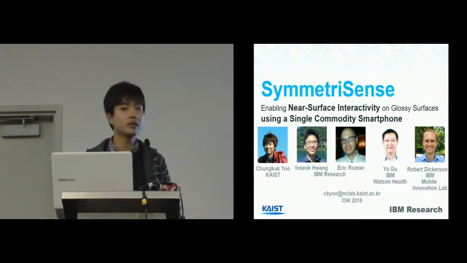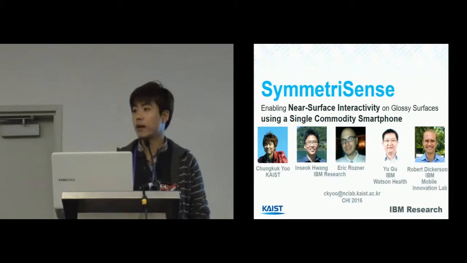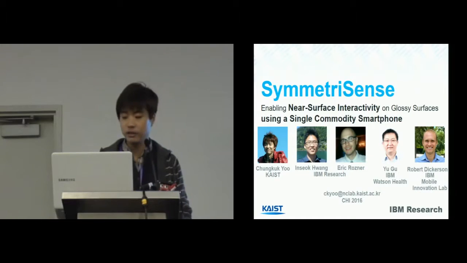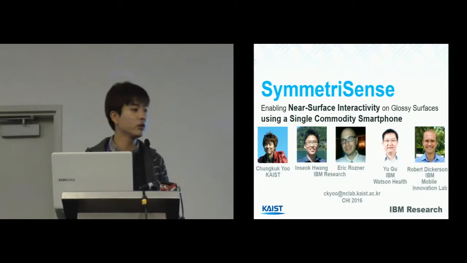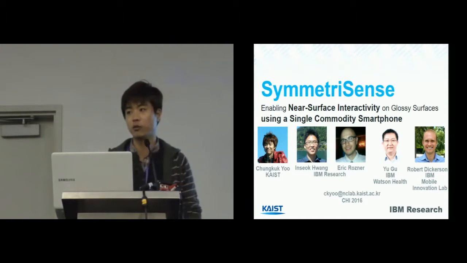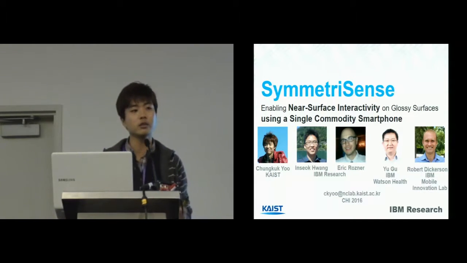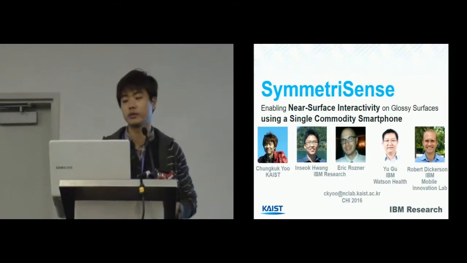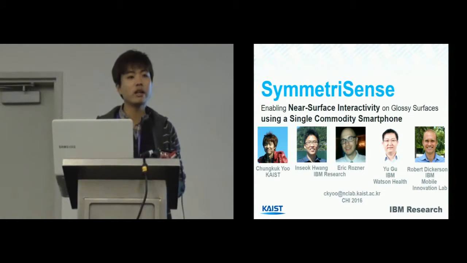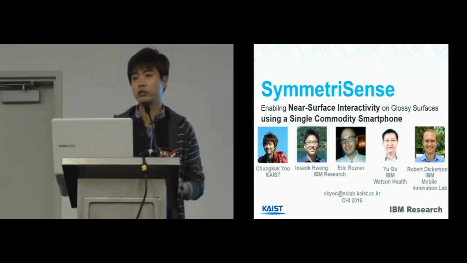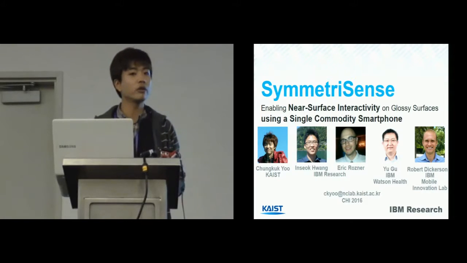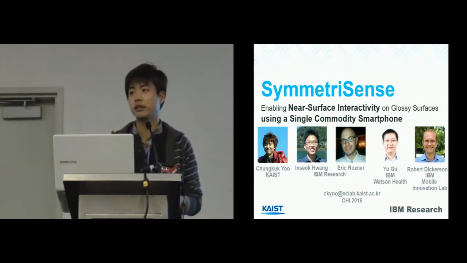Today we present SymmetriSense, a novel mobile platform to enable near surface interactivity above glossy surfaces of everyday flat objects. The beauty of SymmetriSense is that it requires only a single commodity smartphone. This work was done when I was an intern at IBM Research Austin with Inseok Hwang, Eric Rozner, Yu, and Robert Dickerson.